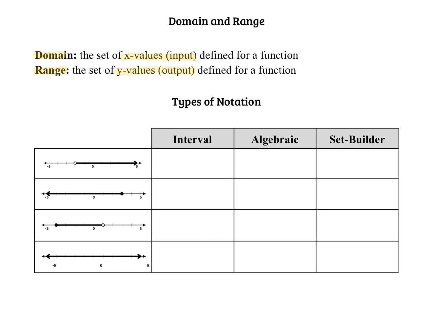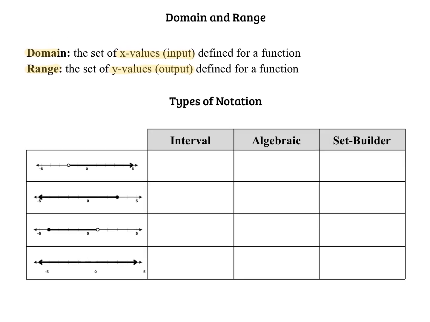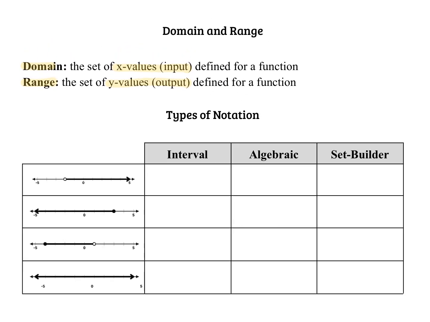Now here we're going to talk about different types of notation. I'd say as you progress through higher levels of math, we're going to gravitate towards interval notation, but it is important to know how to read and write algebraic and set builder notation also. So we're going to practice all three. You can see here on our number lines, we have 4 different relations of numbers, and we're going to talk about how to write these different scenarios using all 3 notations.